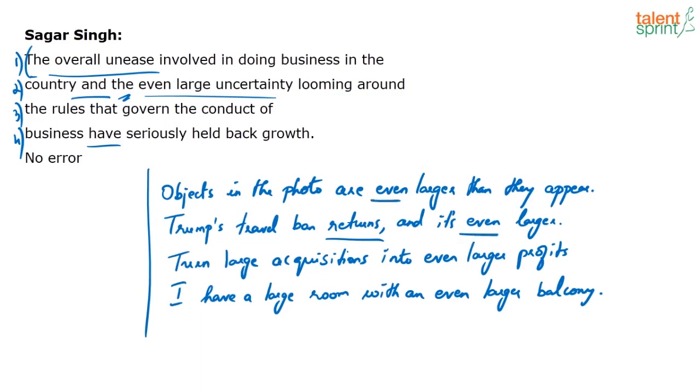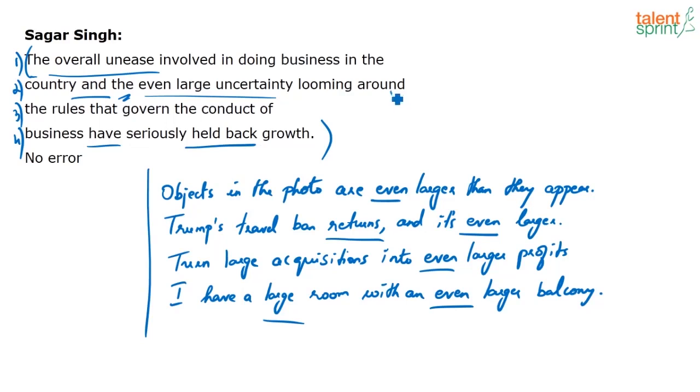So the clue word is even. Turn large acquisitions into even larger profits. I have a large room with an even larger balcony, right? So compared to the room, my balcony is even larger. So in the context here again, not only is this point there, the overall unease involved in doing business, the other bigger problem is the uncertainty which is looming around the rules that govern the conduct of business, and these two put together have seriously held back growth. Held back is again one phrasal verb.